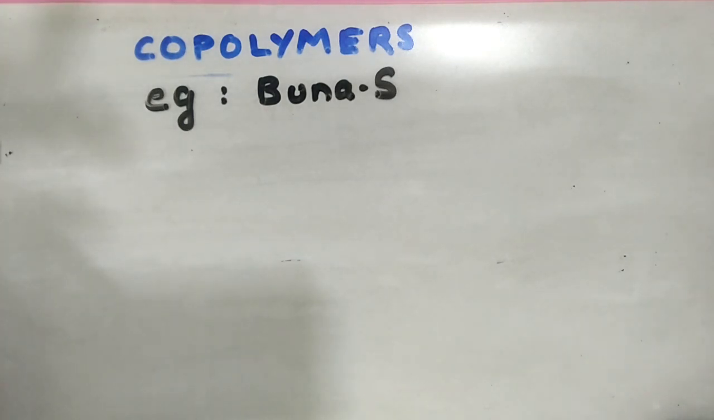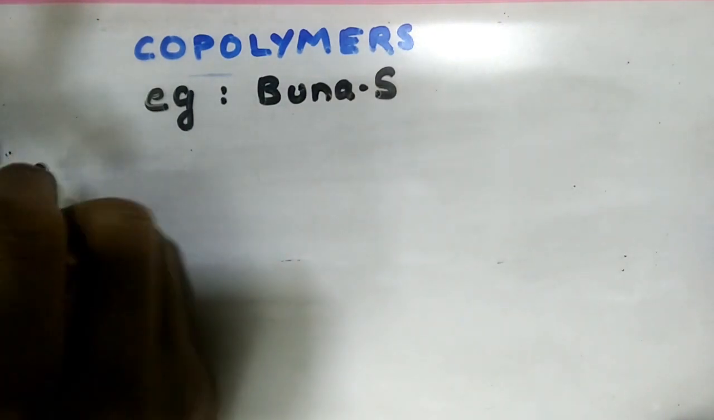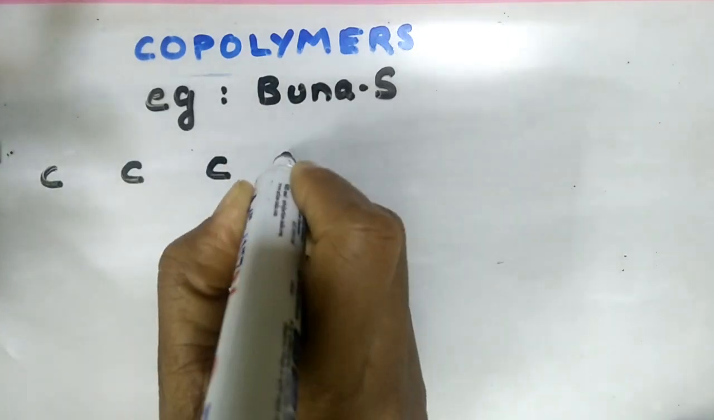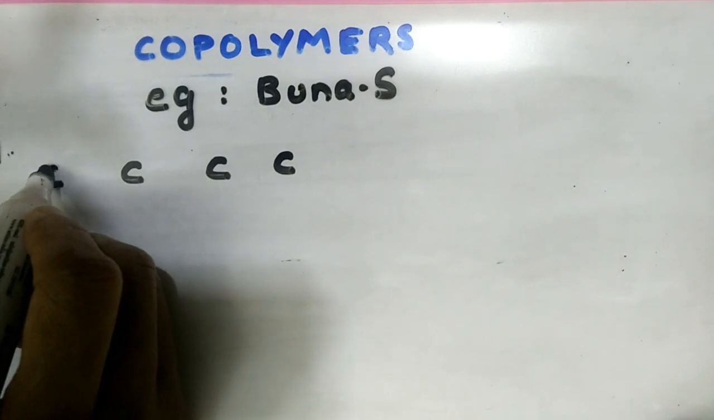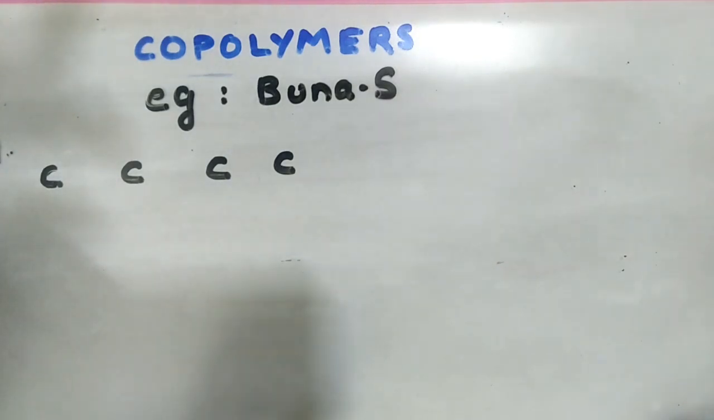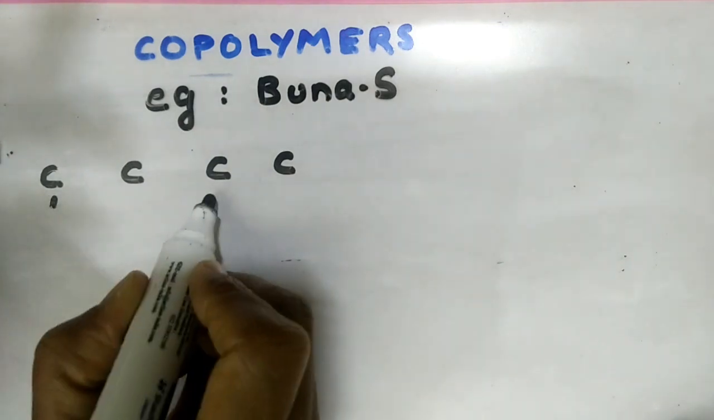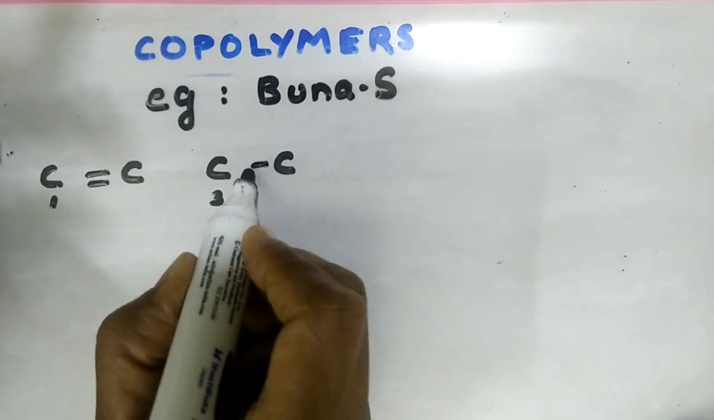Buna S is formed by the copolymerization or addition polymerization of 1,3-butadiene and styrene. So we have to know how to write 1,3-butadiene. Butadiene, butane, so 4 carbon atoms are there. So I am writing these 4 carbon atoms as 1, 2, 3 and 4. In 1,3-butadiene, the double bonds are at the first carbon atom and the third carbon atom. So I am writing the double bond here.